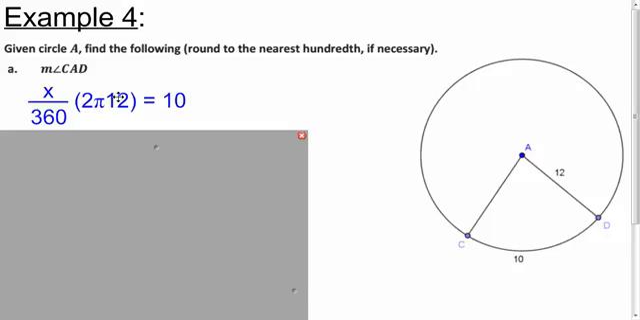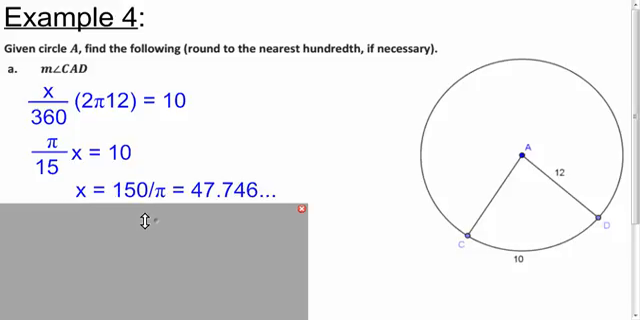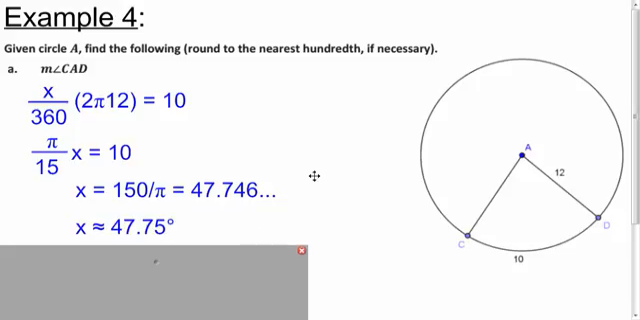And this is just the formula for the circumference. And whatever this is, this fraction of the circumference has to give us 10, because that's the arc length here. So now we just got to solve this for x. So we can simplify the left-hand side, and we end up with 1/15 times pi, so pi over 15, times x. And so we can multiply both sides by the reciprocal here, and we get x is 150 divided by pi. And so we round it to the nearest hundredth, and we get about 47.75 degrees.